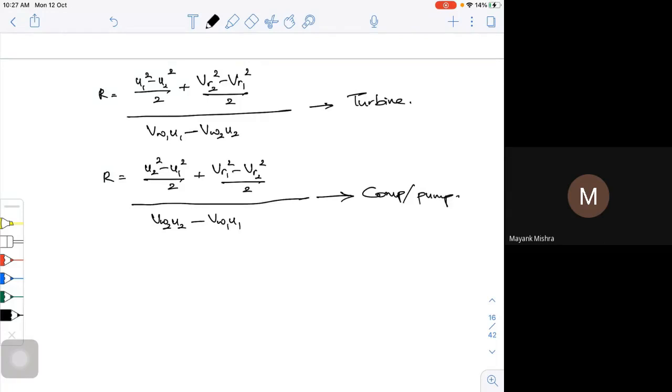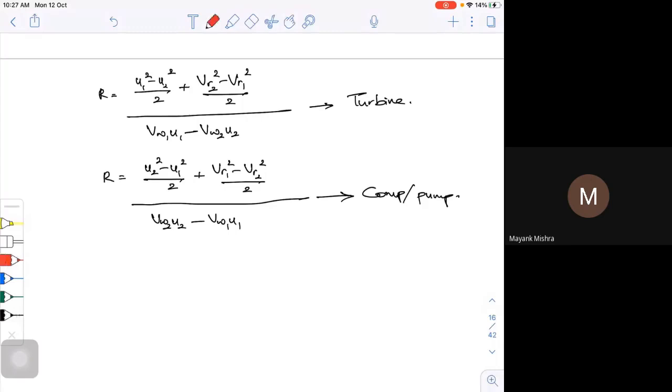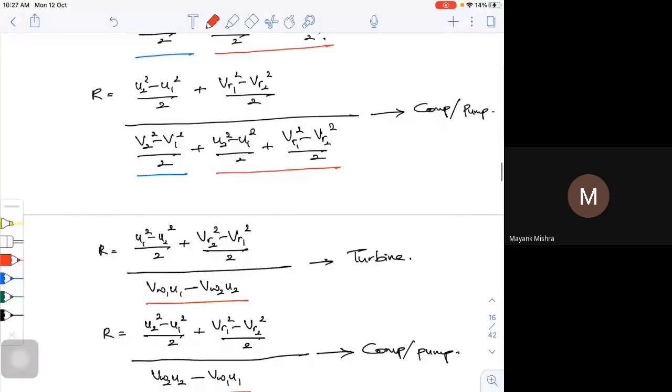So I can write the degree of reaction for a given machine, whether it's a compressor or a pump. Once you write this, I can see based on the value. Say I have a numerical, something like find the degree of reaction. Based on what is given, for example VW1, I can do this. Where V2, V1, U or VR1 are needed, you have to calculate the velocity triangle, and then I can calculate the degree of reaction. So once you know this, what is the value of the degree of reaction?